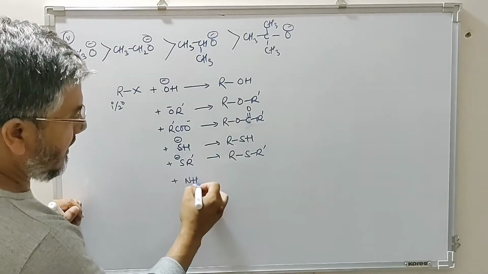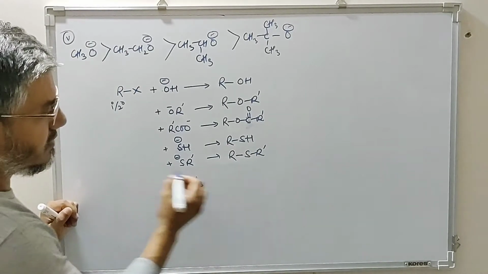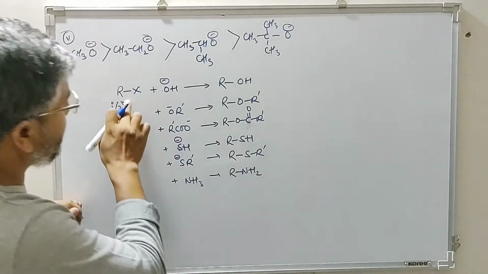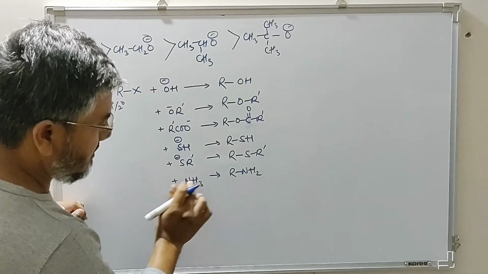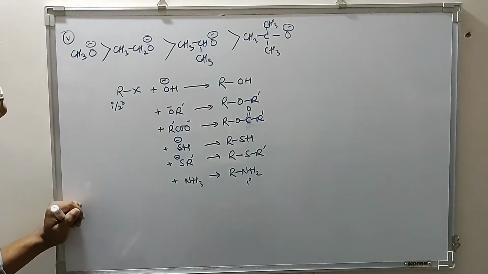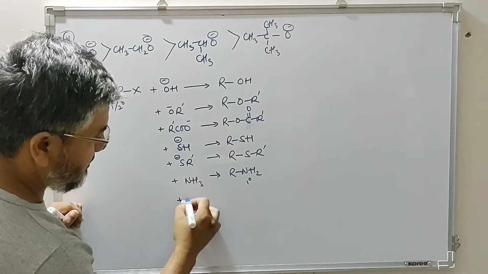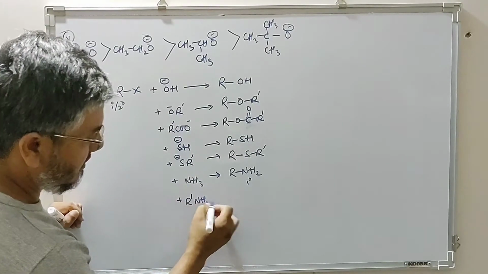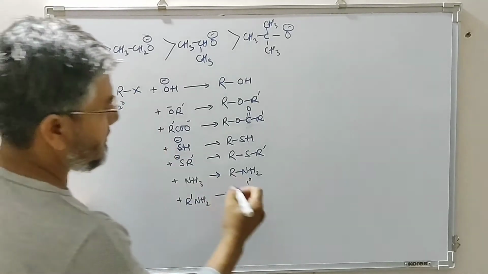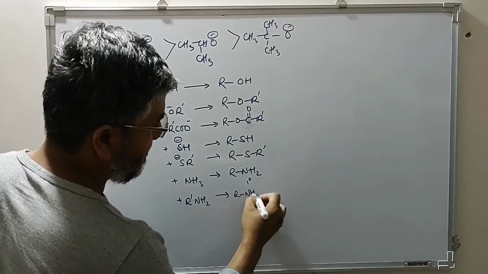React with this, look at this, NH3, we get RNH3. So this was alkyl halide reaction with this gives you primary amine. Now this RX reacts with primary amine. This is primary. Now reaction with primary, this will give you secondary amine.